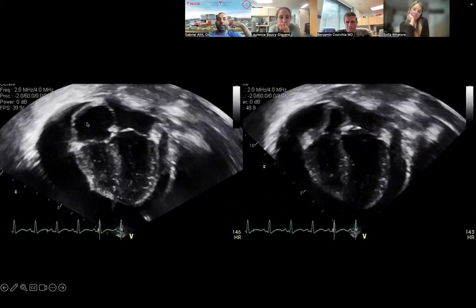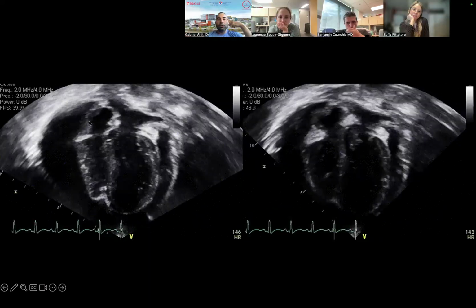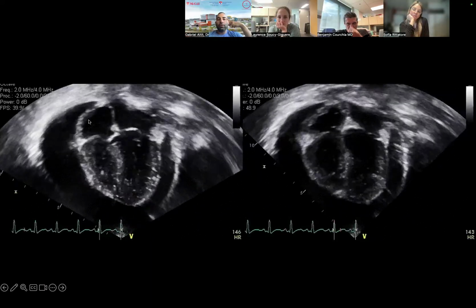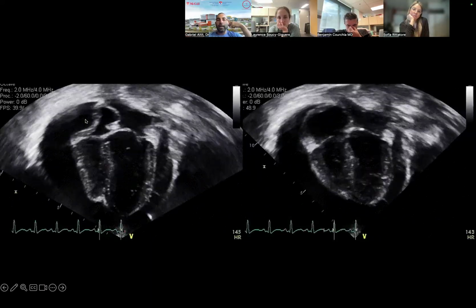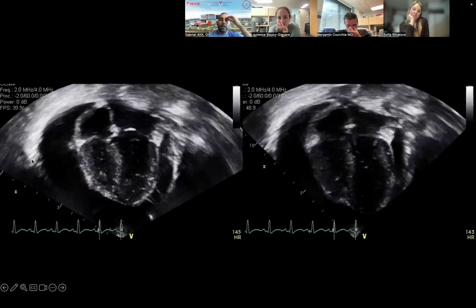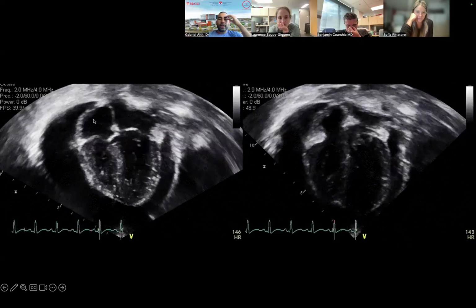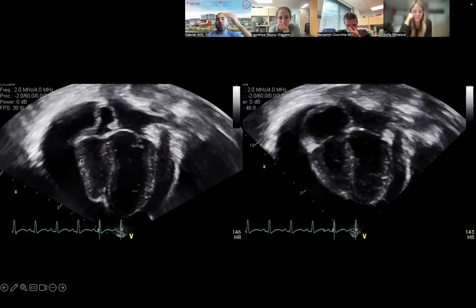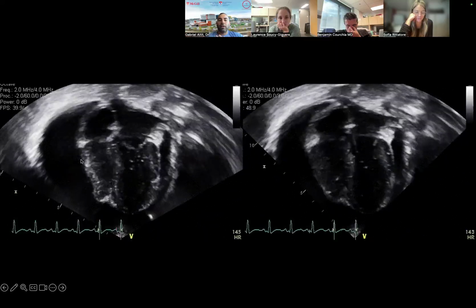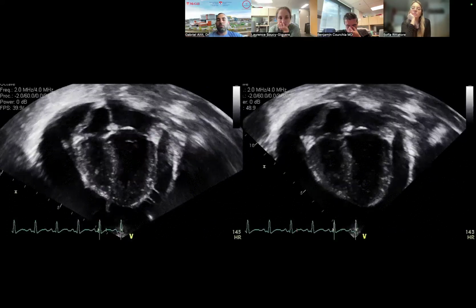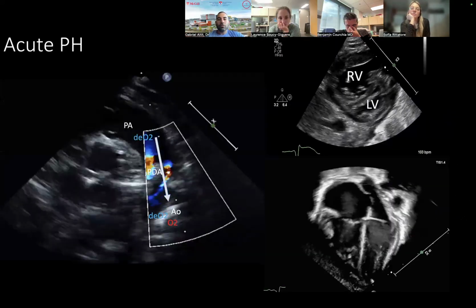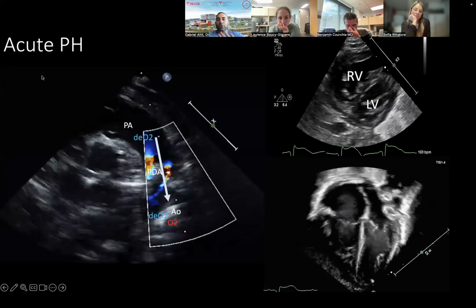This is very clear here: you see the low pressure right atrium, and you can see this flap going inside during contraction of the atrium. And so this is a clear sign of tamponade. And of course, if your patient is hemodynamically unstable and has a large pericardial effusion, that's something you would need to address. You'll have a whole session on acute PH.